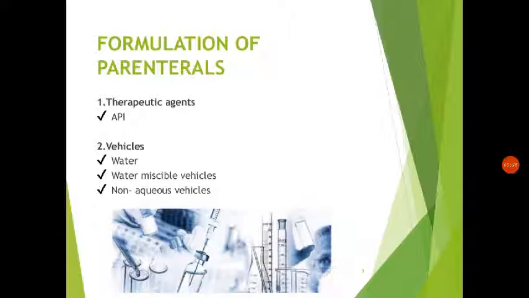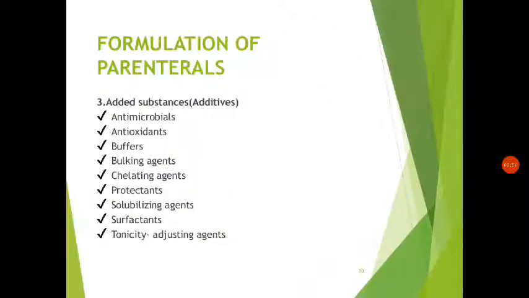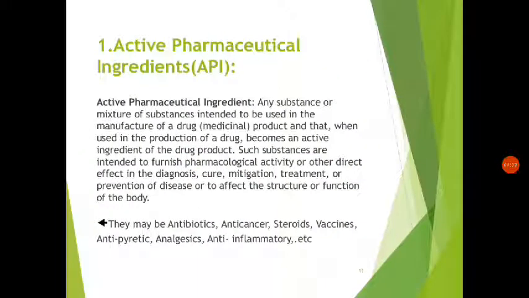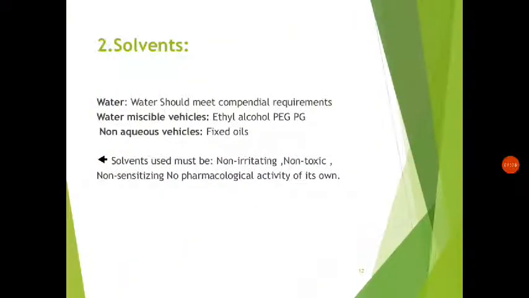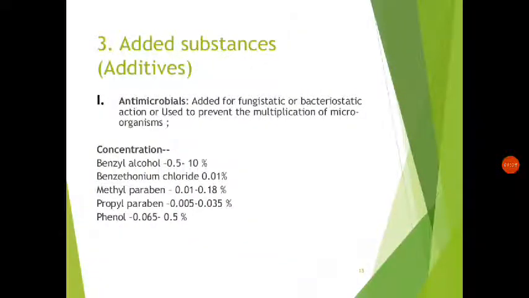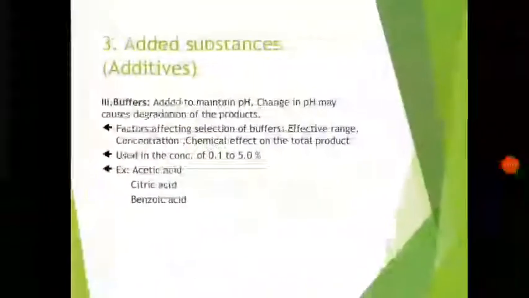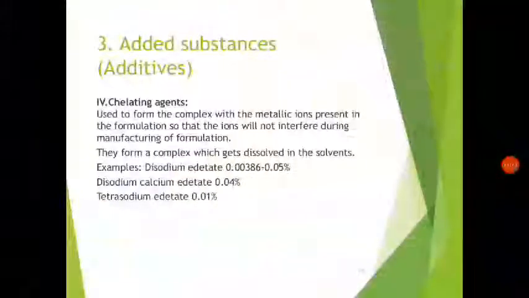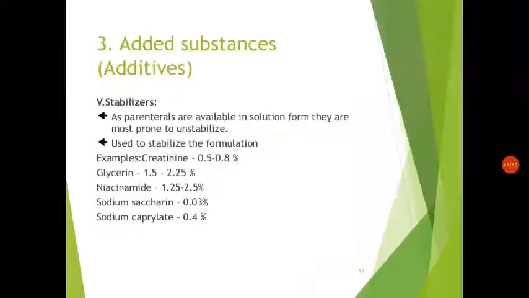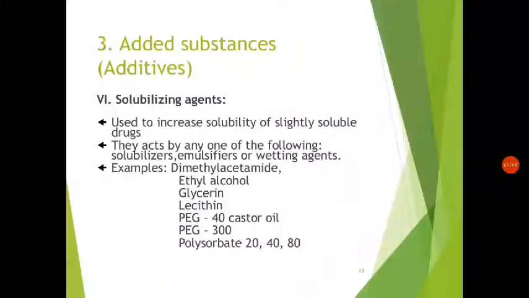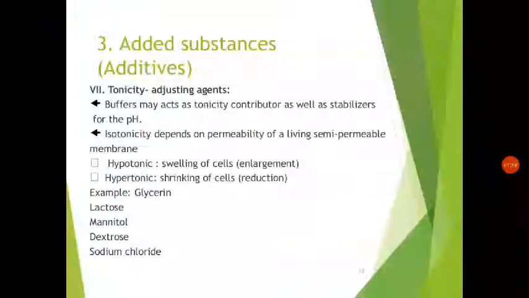then vehicles, then added substances include antibacterials, antioxidants, buffers, chelating agents, protectants, etc. Let's just go through one or more examples of each, the various examples and their concentrations. Then chelating agents, stabilizers, solubilizing agents commonly used, tonicity agents or tonicity adjusting agents.